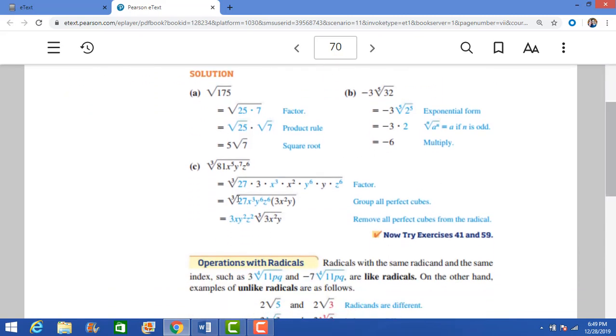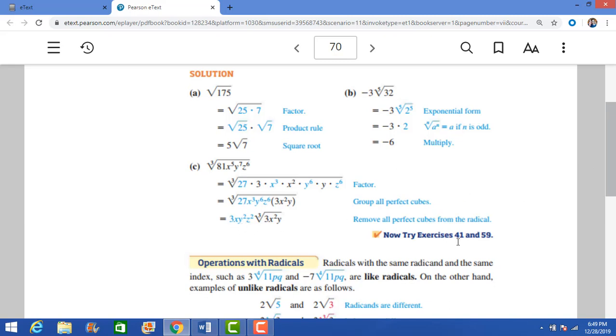So now we're going to split this up into two cube roots. This is 3 cubed, x cubed, this is y squared cubed, this is z squared cubed. So all of this can be canceled with the cube root, and we get this. And the rest of it just stays as a cube root. And so this is our final expression. Again, there's nothing more that we can do with this.